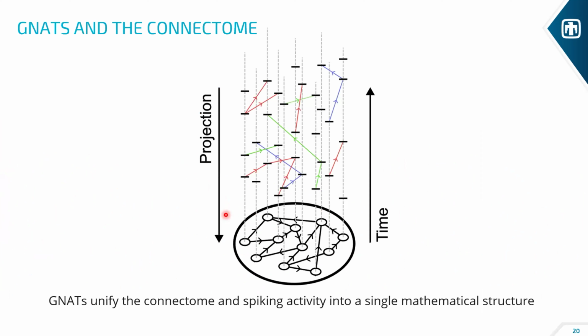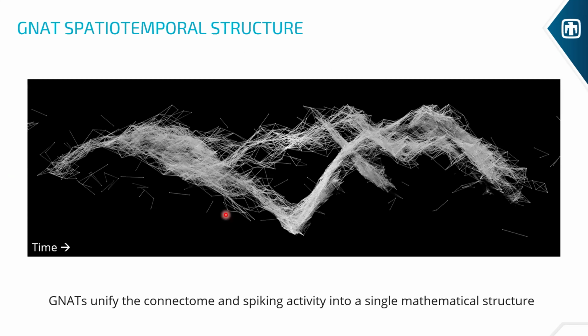So what I wanted to say was that the structure we get out of the NATs, you can think of it as trying to unify the connectome and the spiking activity into a single mathematical structure, so that the NATs that we observe, we can project them back down to the connectome, but we unfold the whole activity into this larger structure. And if we spread out the network in time, and flatten the network and look at it over time, we see these really intricate structures that emerge from the activity.